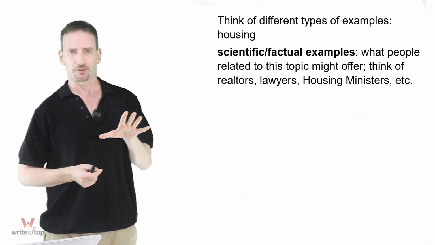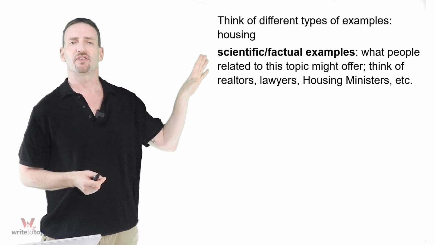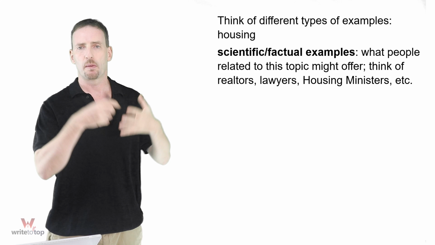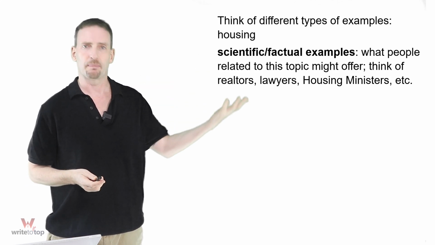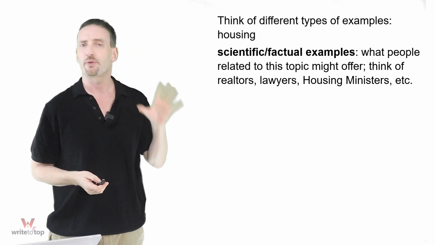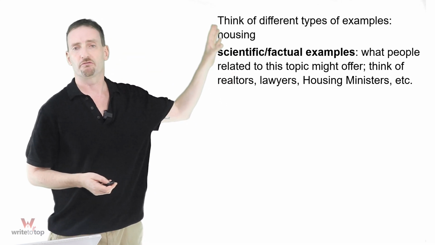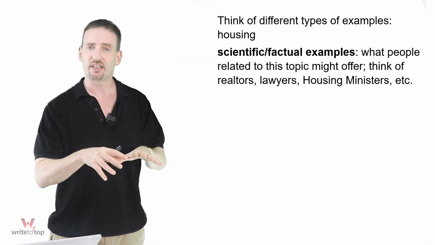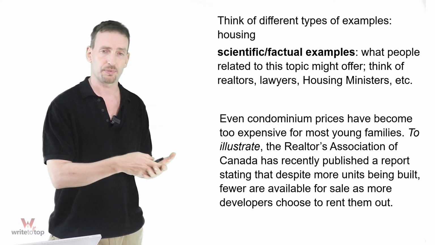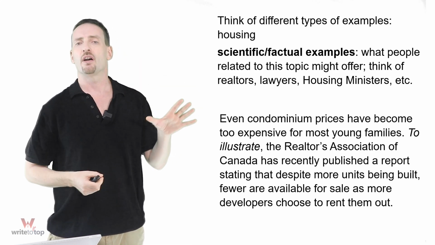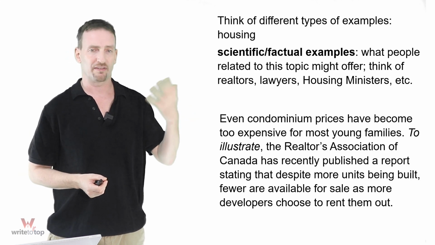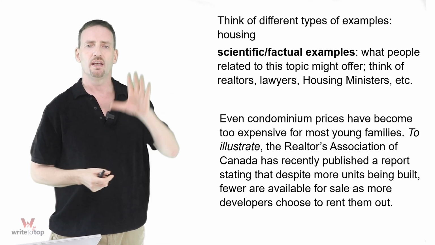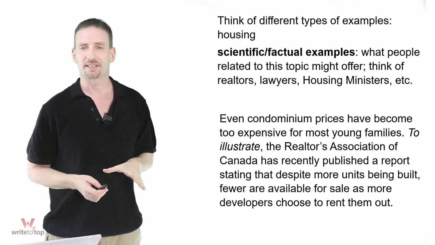There are different types of examples you can use. You can use scientific or factual examples. Basically, what people related to this topic might offer, or what they might have to say about this particular topic. So again, if we're thinking about housing, we're thinking about realtors, lawyers, housing ministers, etc. Specifically in this field, talking specifically about this topic. So here's an example. Even condominium prices have become too expensive for most young families. So we're talking about buying versus renting, etc. And you're saying even condominiums have become too expensive.